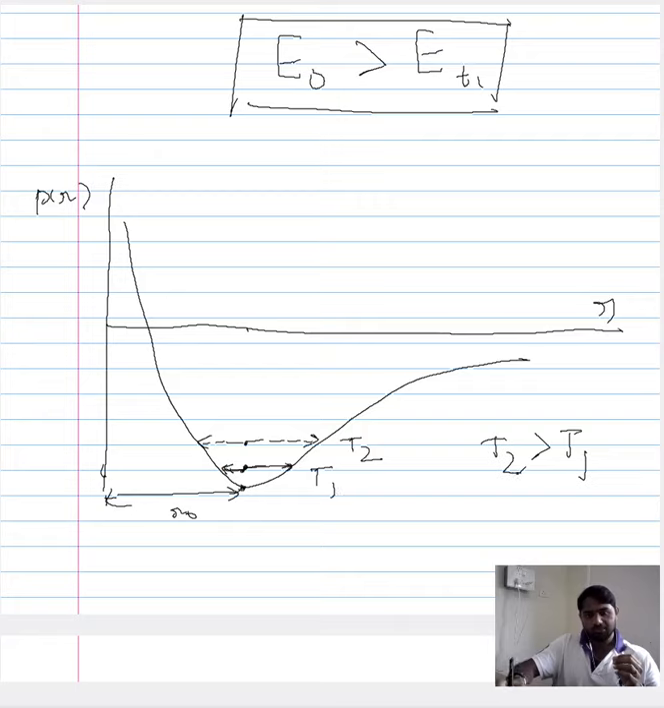And of course, because of the increase in temperature, there is also a change in the interaction potential. But for this discussion, let us forget about the change in the interaction potential. Just concentrate on the vibration of the atoms. At T2, there is a larger vibration when you compare it with T1.